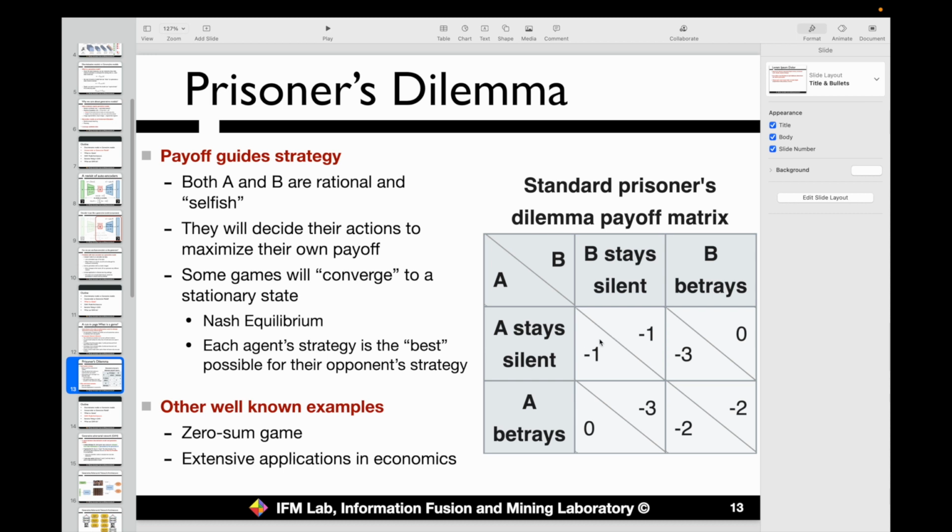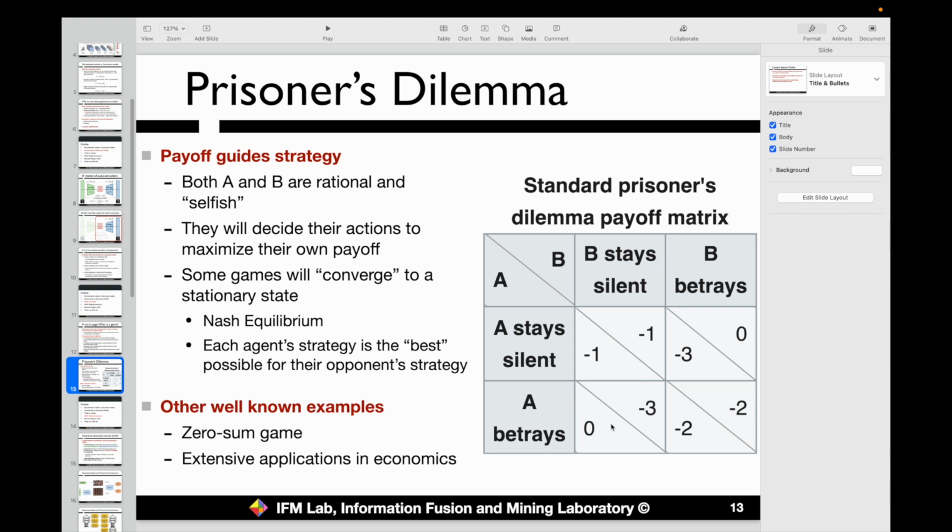For this entry, A stays silent. And A finds that if he changes his action from silent to betray, his reward will be increased from -1 to 0, right? In other words, if A changes his action, then his status will change from this entry to this entry, and his reward will be increased. We assume A is selfish, so A will change his action to this one instead. In other words, A will betray to increase his reward.